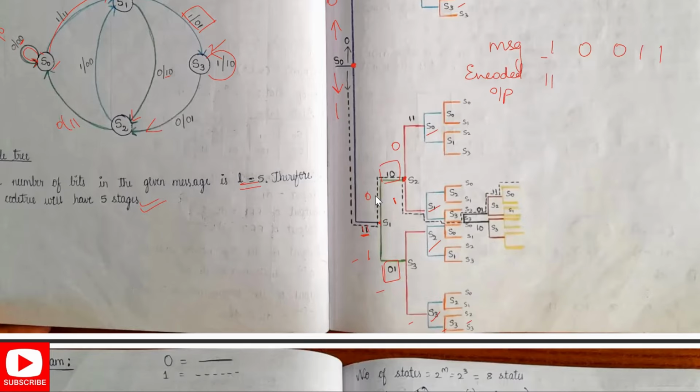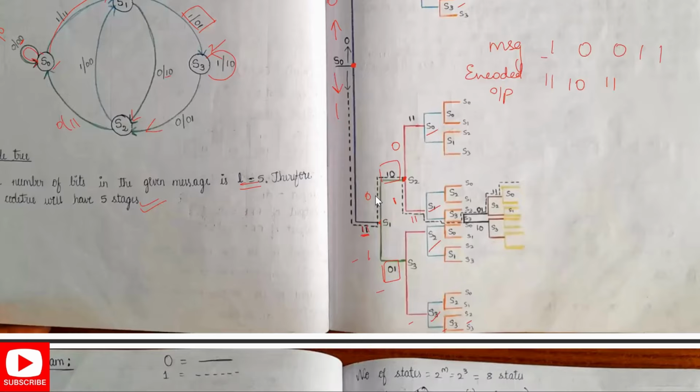Next, after S1, where is it going? It is going to 0. So 0 means upward. The value we have got here is 1, 0. Next, we are moving to the next 0, that is downward. Downward means it is S1. What is the value here? Actually, it should have 1, 1. So the answer is 1, 1.